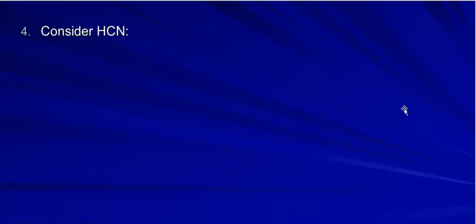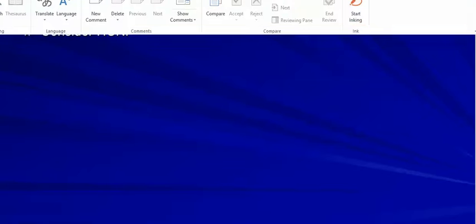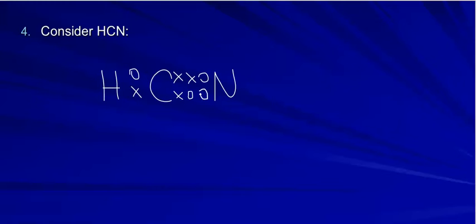Let's look at one more molecule, HCN. Do the same thing with oxidation state. First off, Lewis structure. The electrons are assigned to the more electronegative atom. So between carbon and hydrogen, carbon gets those electrons. And these electrons between carbon and nitrogen, nitrogen is more electronegative, so nitrogen gets those electrons.